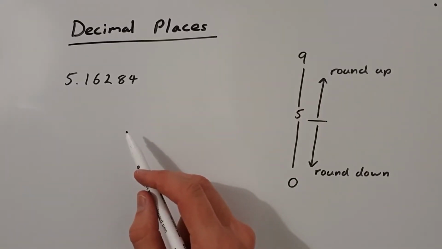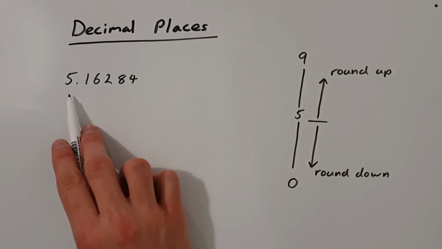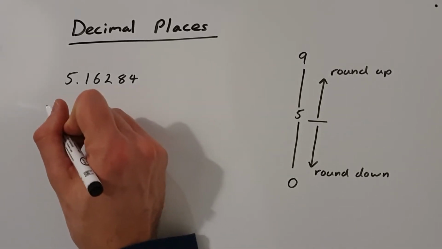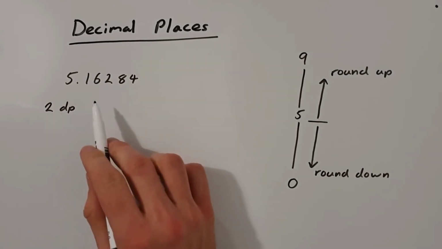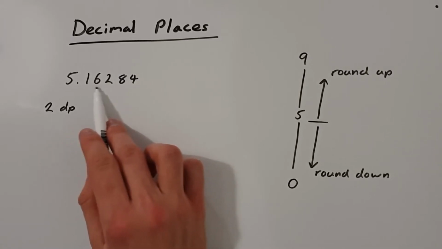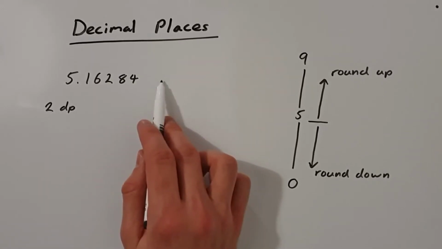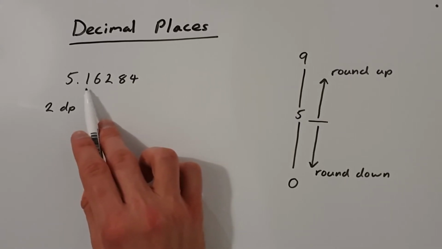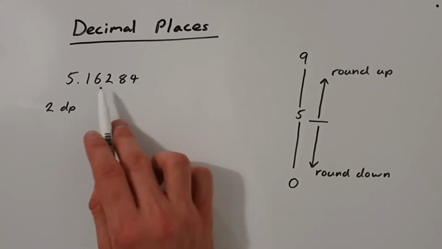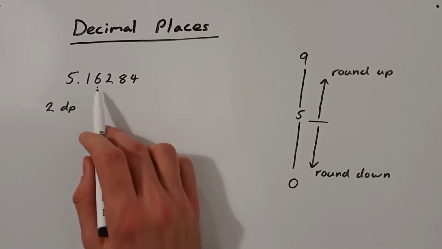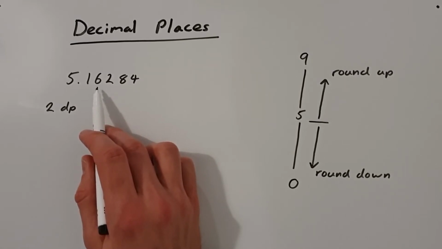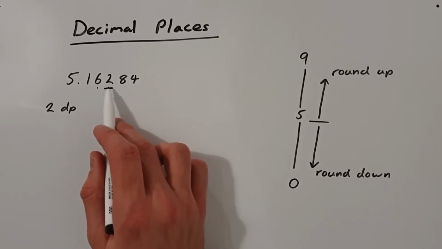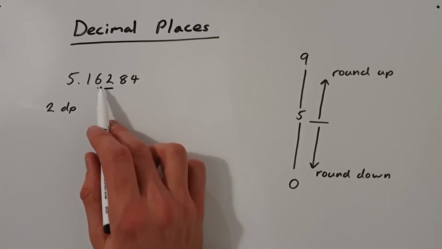Okay, so now let's look at rounding to decimal places. The example I've got here is 5.16284. The first example we're going to choose is rounding this to 2 decimal places. That means we want this to just have 2 numbers after the decimal point and none after that. So we've got 5.16, with 16 as our 2 decimal places, but then we have 284 afterwards. The 16 must be the last digit of our new rounded number, and what we must then do is look at the next number along. In this case it's a 2, and this is our deciding number. This will tell us whether we're going to round this up or round it down.